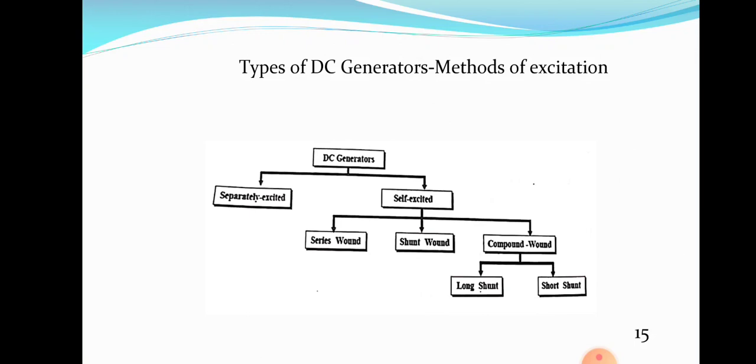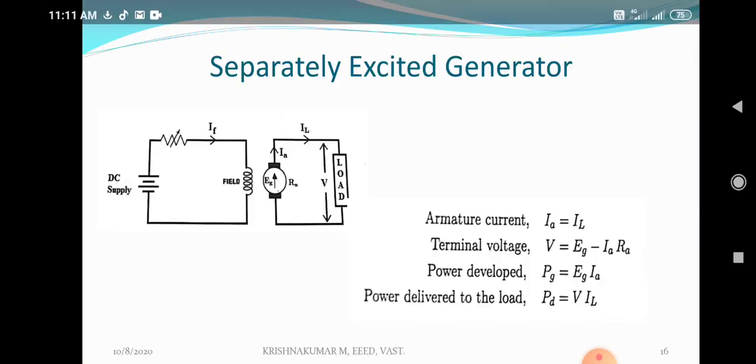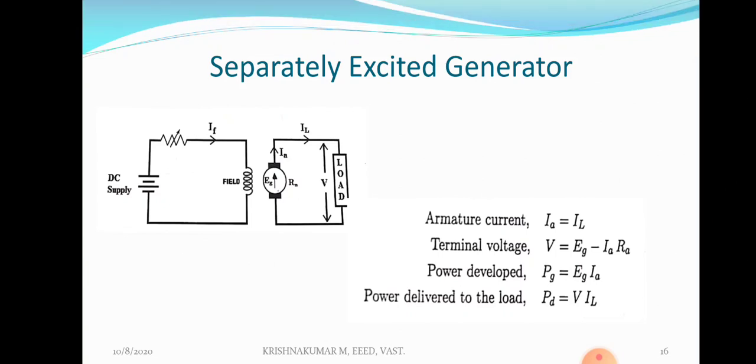The first one, separately excited generator. So what is the main difference between separately excited generator and self-excited generator? As the name implies, in a separately excited generator, we are giving separate excitation to the field winding of a DC generator. We know that a DC generator has two windings: armature winding and field winding. Armature winding is in the rotating part, that means rotor. Field winding is in the stationary part, that means stator.